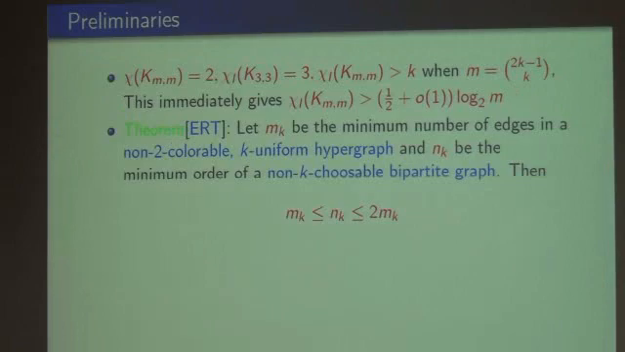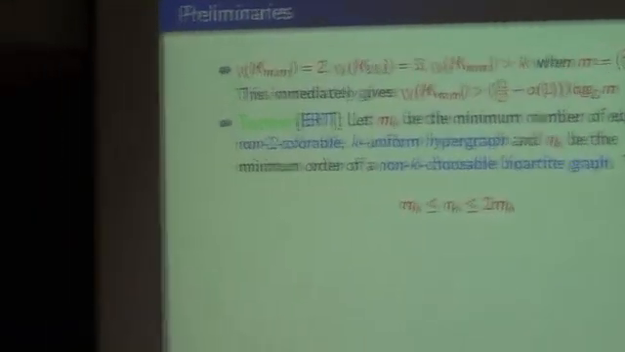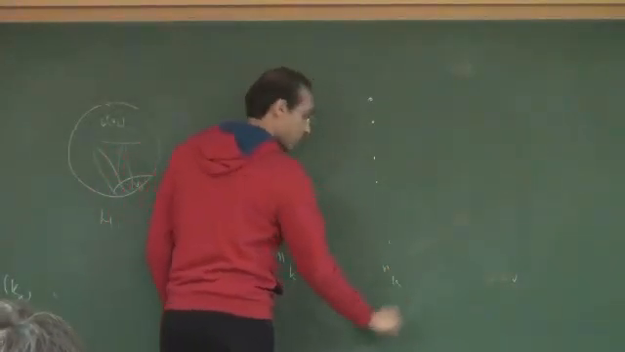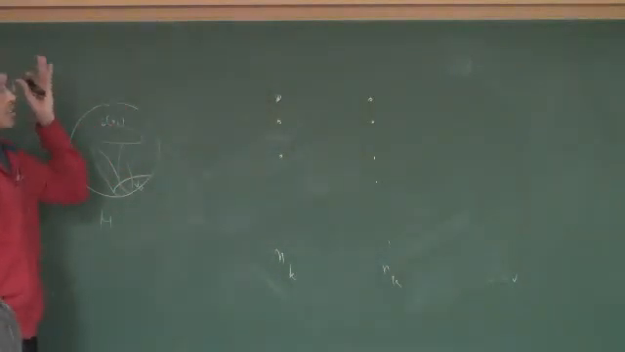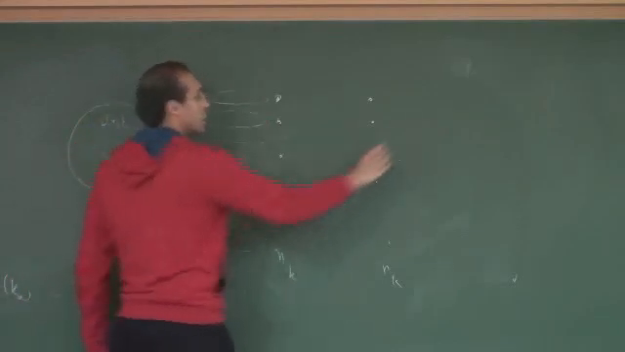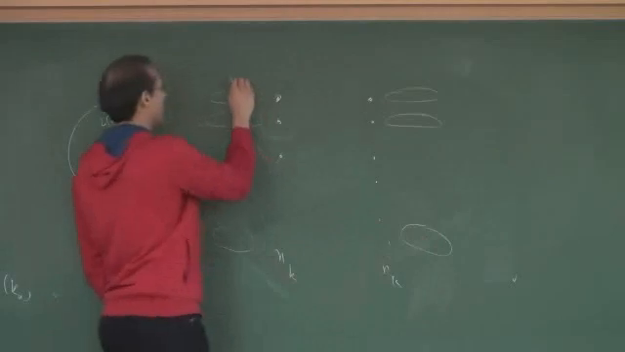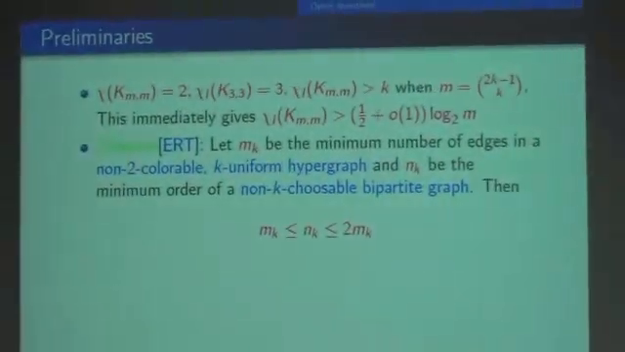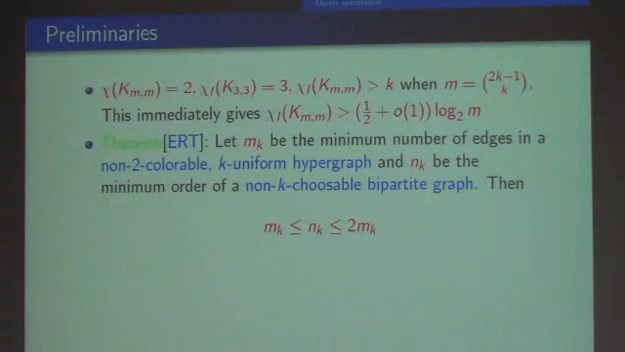I'll just tell you what the idea is. If you have a bipartite graph with, say, n_k vertices here and n_k vertices there, and it has to be non-k-choosable, it means that the list size is k. You have to give a bad list assignment with list size k, and the lists will come from this non-two-colorable k-uniform hypergraph. Here you have this H, which is non-two-colorable and k-uniform.